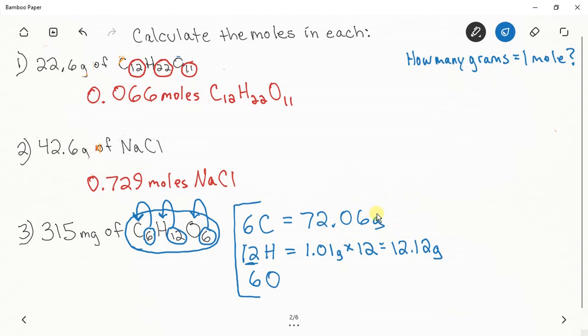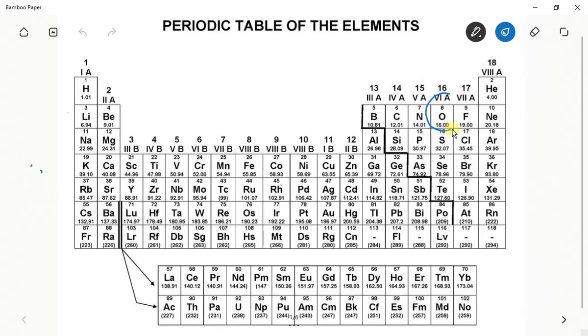So we have 72.06 grams for the 6 carbons. We have 12.12 grams for 12 hydrogens. Now we need to move on to the 6 oxygens that we have. Oxygen is over here to the right of carbon, and oxygen's atomic mass is 16. So that means 16.00 grams is 1 mole of oxygen. But we don't have 1 mole of oxygen, do we? We have 6 moles of oxygen. We have 6 oxygens we need to deal with.